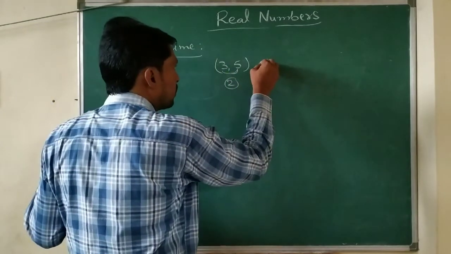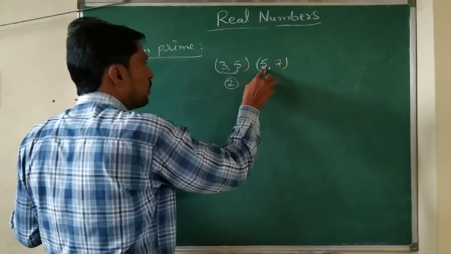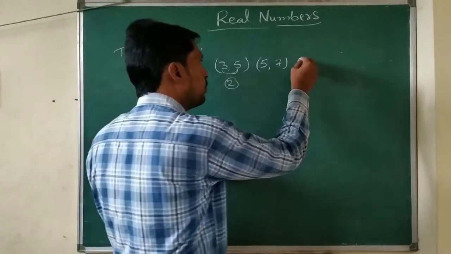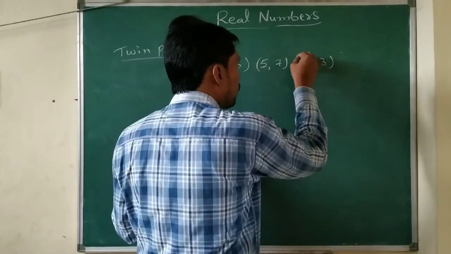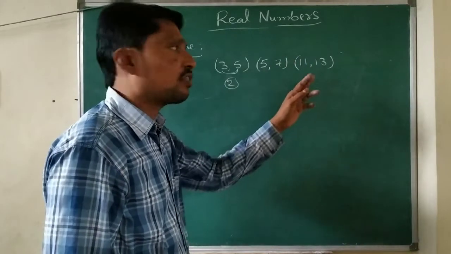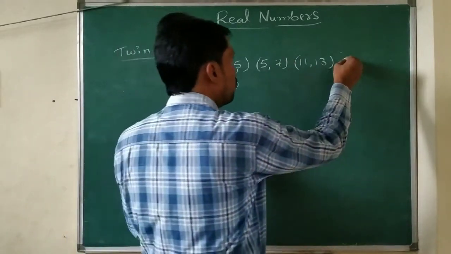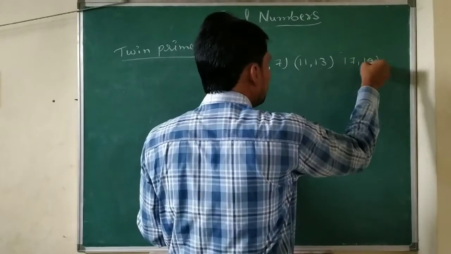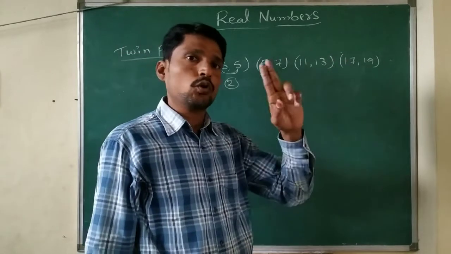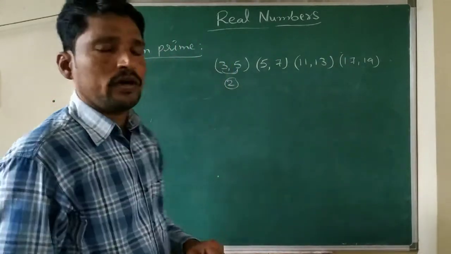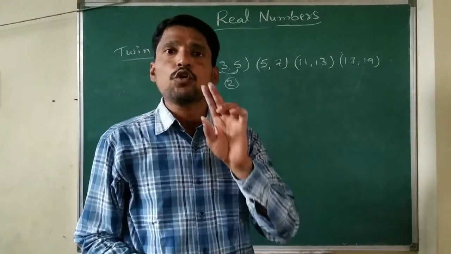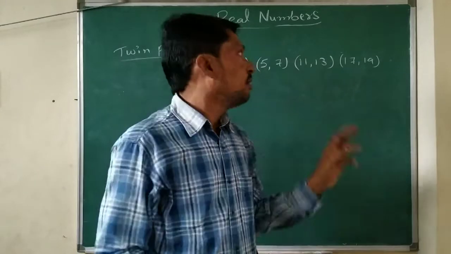One more pair I am taking, that is 5, 7. 5 is a prime number, 7 also a prime number. The difference is 2. One more pair, 11, 13. 11 is a prime number, 13 is a prime number. The difference is 2 only. One more pair, that is 17 and 19. 17 is prime and 19 is prime. Difference here is 2 only. So what are twin prime numbers? If the difference between two primes is 2, they are called twin prime numbers.